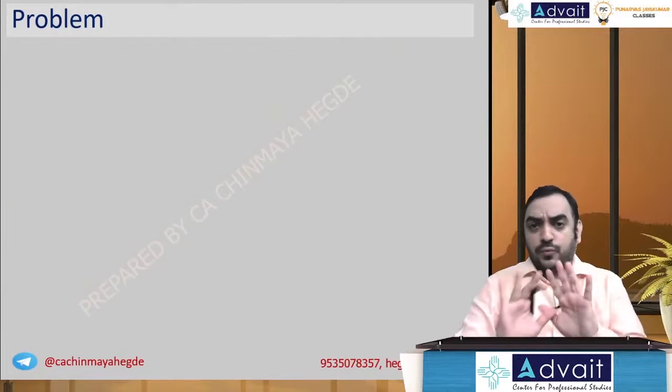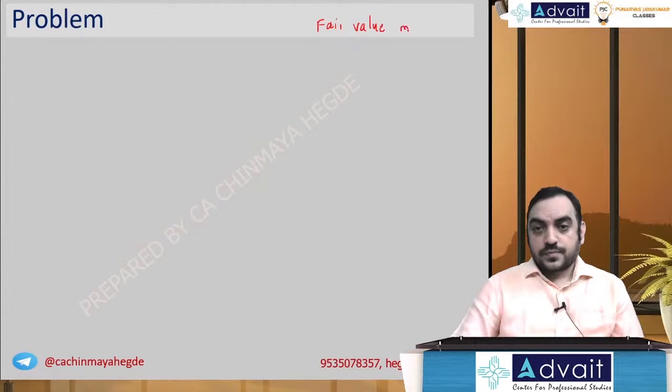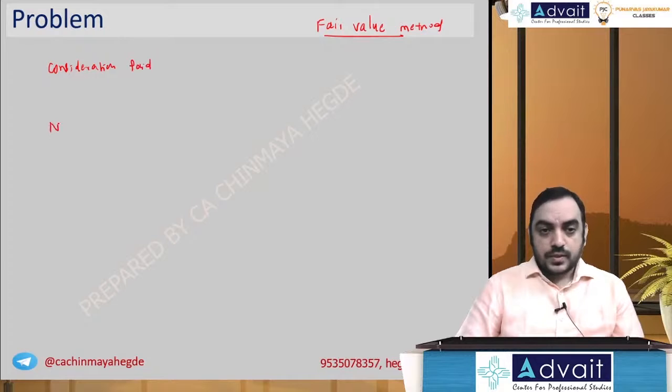So you know the format. We'll write the quick format. This is only the fair value method, so that is easier. No proportionate method. So one will be consideration paid, then NCI at fair value because we follow the fair value method. NCI at fair value minus net identifiable assets.